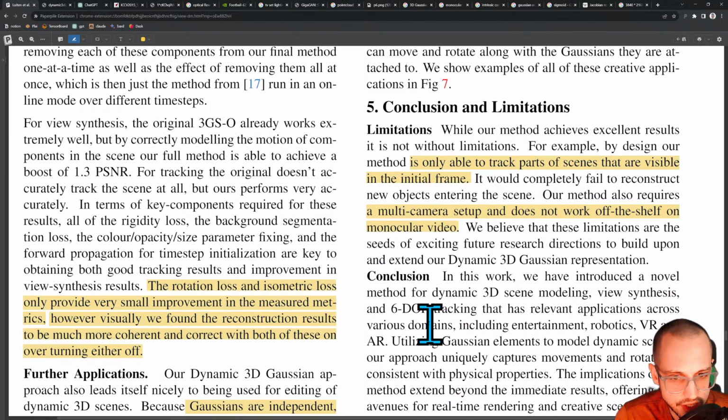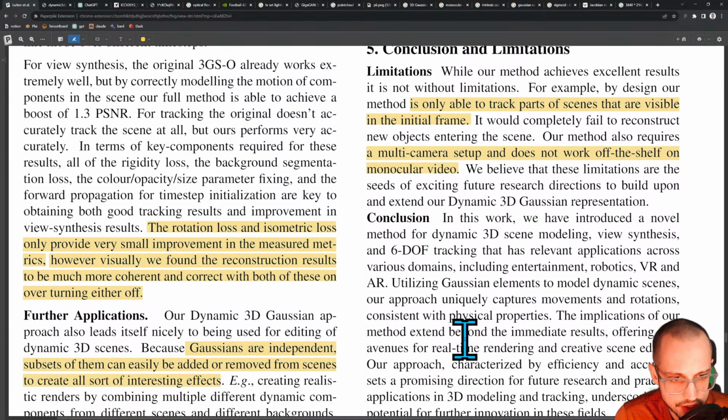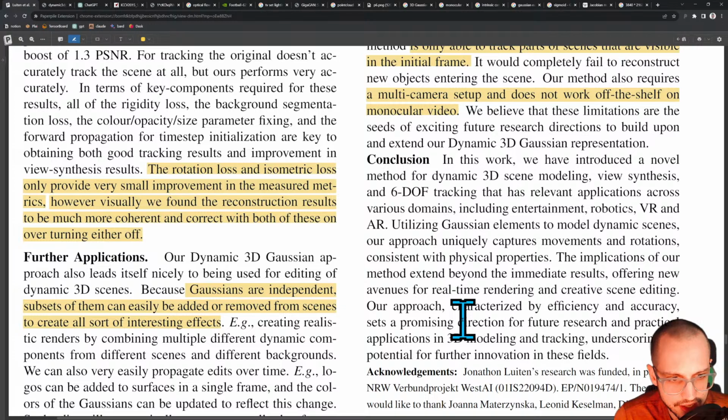Conclusion. In this work, we have introduced a novel method for dynamic 3D scene modeling, view synthesis, and 6DoF tracking that has relevant applications across entertainment, robotics, VR, and AR. Utilizing Gaussian elements to model dynamic scenes, our approach uniquely captures movements and rotations consistent with physical properties. The implications of our method extend beyond the immediate results, offering new avenues for real-time rendering and creative scene editing. Our approach, characterized by efficiency and accuracy, sets a promising direction for the future of research and practical applications in 3D modeling and tracking, underscoring the potential for future innovation in these fields.